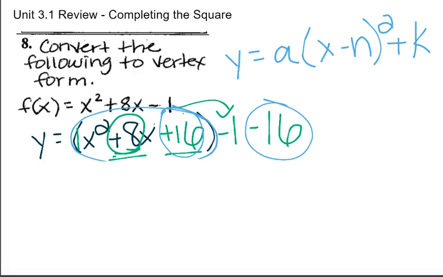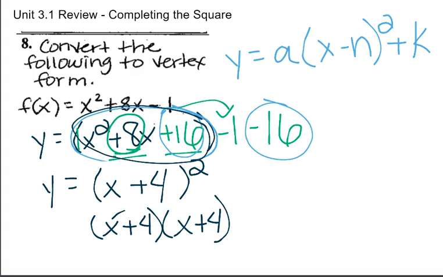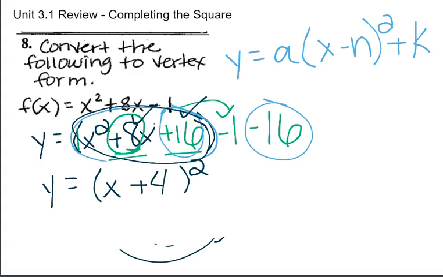So now let's rewrite that as a perfect square. And this perfect square is x plus 4 squared. Because you see, I could multiply out x plus 4 squared and I would get this original expression again. x times x is x squared. 4x and 4x gives me the 8x. And 4 times 4 gives me the 16. So that's how that would multiply out.